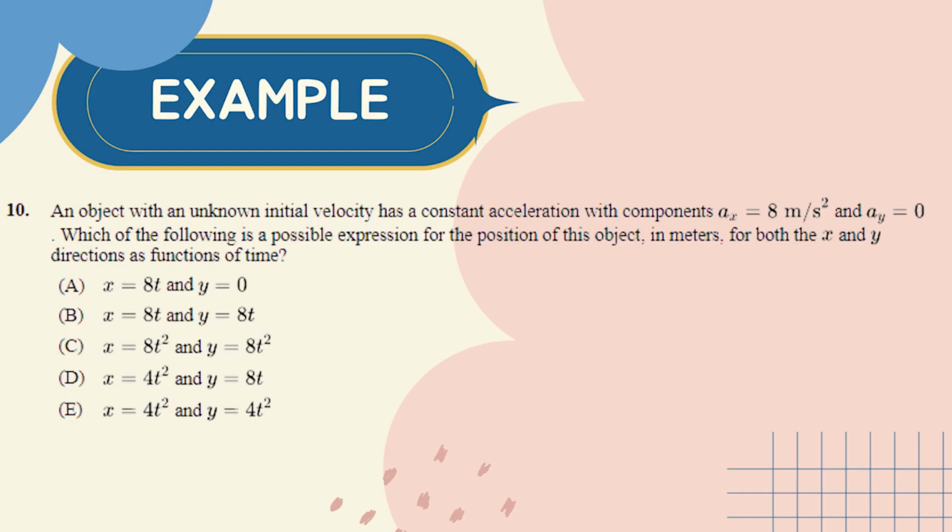Alright, so question number 10. An object with an unknown initial velocity has a constant acceleration with components a of x equaling 8 meters per second squared and a of y equaling 0 meters per second squared. Which of the following is a possible expression for the position of this object in meters for both x and y directions as functions of time?